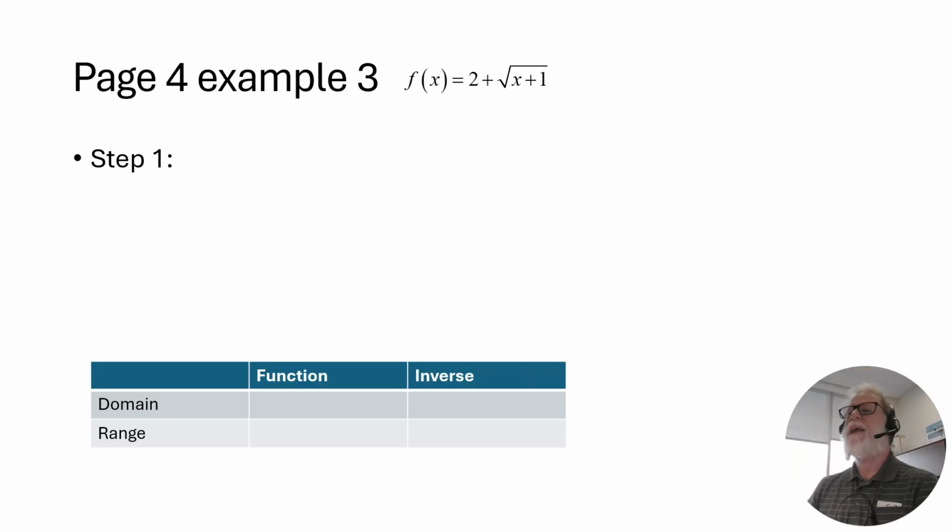Just a reminder, functions that have inverses are supposed to be one-to-one. If they're not, we'll talk about that in the future. And then the inverse that you have determined has to be one-to-one as well. And we'll talk about that in this video.